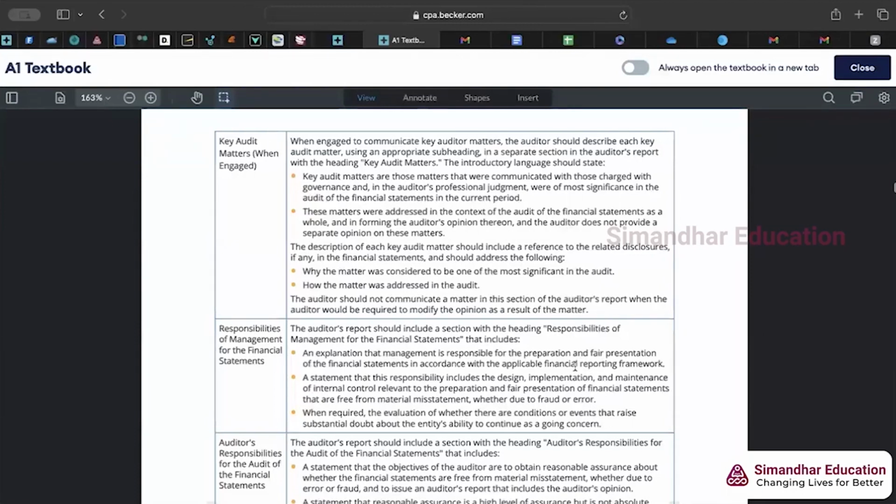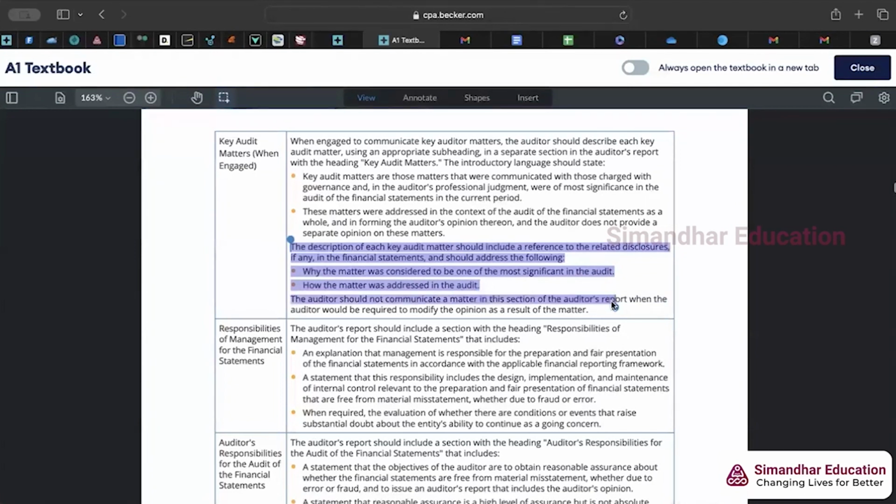Okay. When you are engaged to report on the key audit matters, the introductory language should include that key audit matters are the matters that are communicated with those charged with governance. Description of each of the key audit matters should be included, related to the disclosure, if any, in the financial statements. Why is that matter most significant in the audit? And how was the matter addressed in the audit?